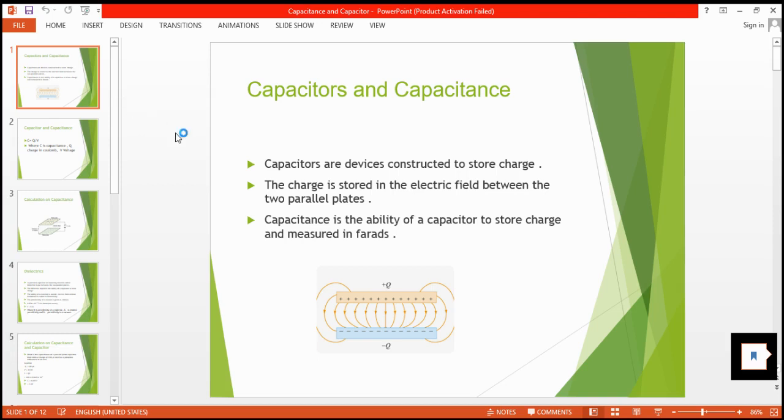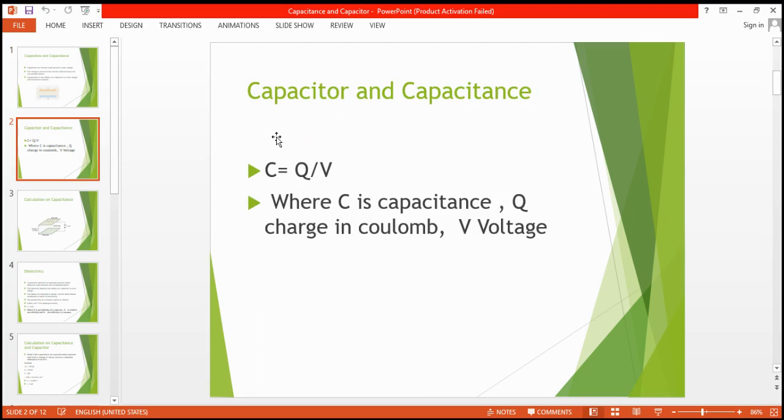So capacitors are very important devices that are constructed to store charge, where the charge is normally stored in an electric field between two parallel plates. Then in this diagram, you can see how the fields are aligned between the charges, the positive charges and the negative charges.